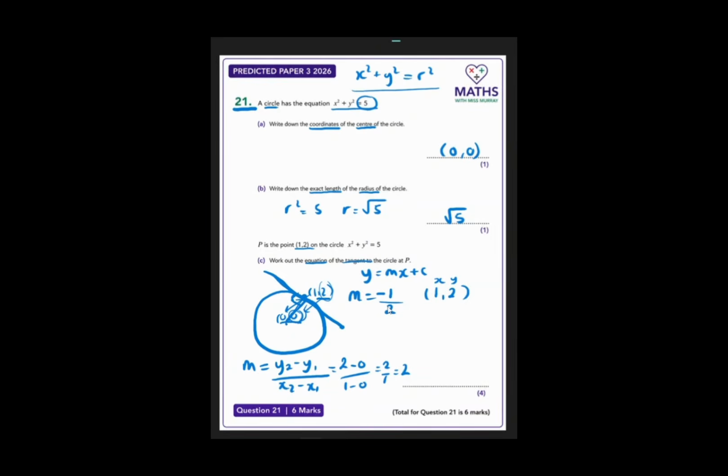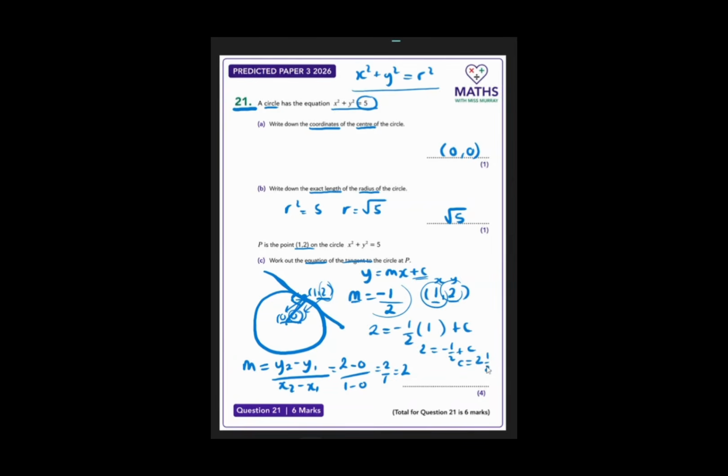I'm just going to substitute m, x and y into y equals mx plus c, and that will enable me to find out what my c value is. So y is 2, so I'm going to write 2 equals, m is negative a half, so I'm going to write negative a half, x is 1, and then I'm trying to work out what plus c is. So now I'm going to end up with 2 equals negative a half times 1 is just negative a half, so 2 equals negative a half plus c, and then I add the half to get c, so c is going to be 2.5.